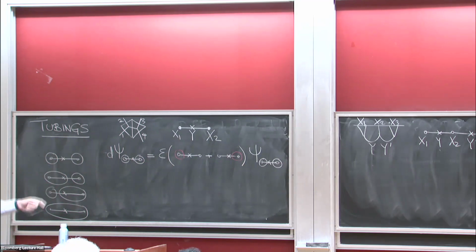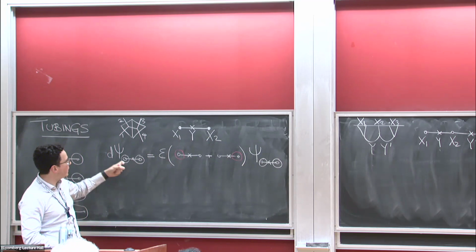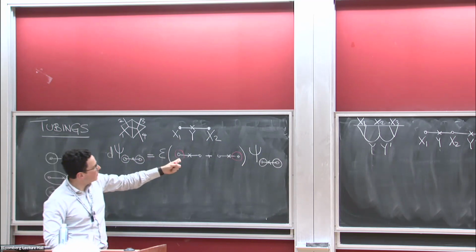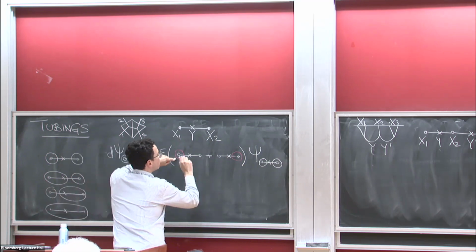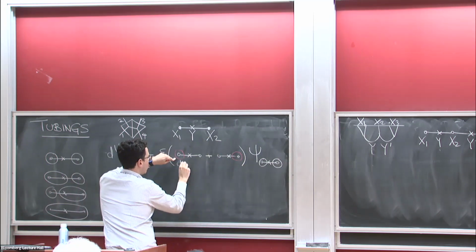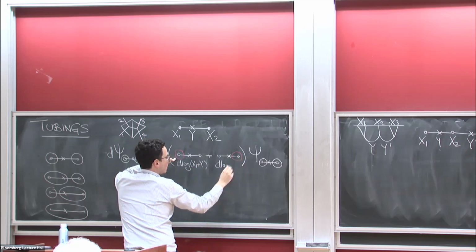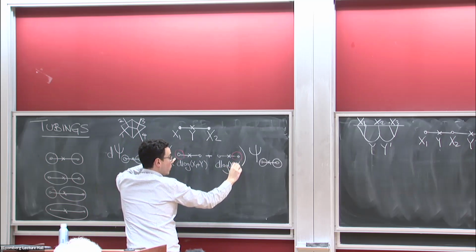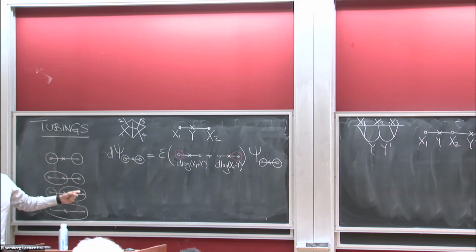So what is the meaning of these guys here? This is just one of the basis functions. And this is the ladder that is associated with this tubing. So this is d log of x1 plus y. And this is d log of x2 plus y. Okay? Just to keep you on track, this will be d log of x1 minus y. That's why I put the cross.